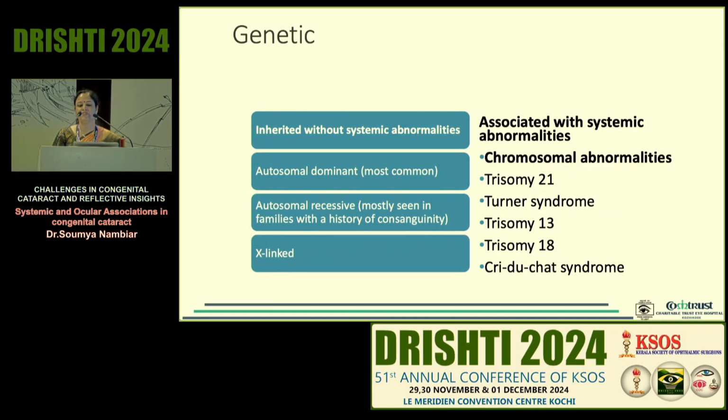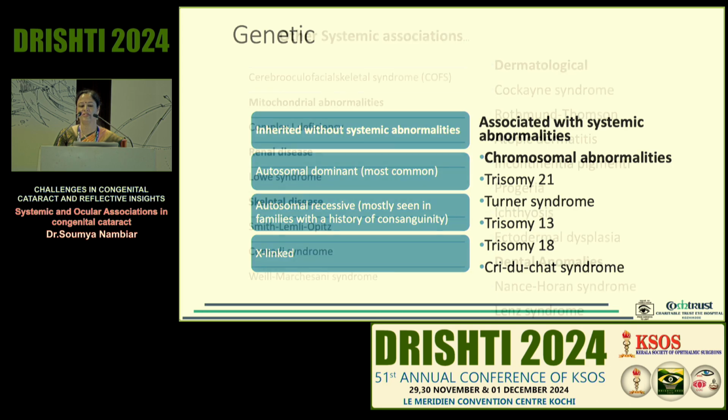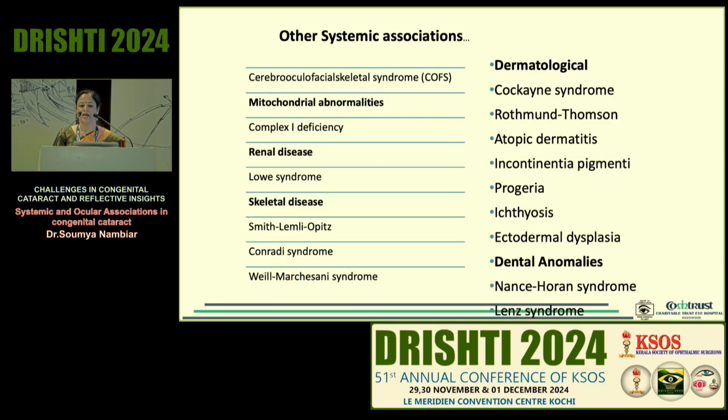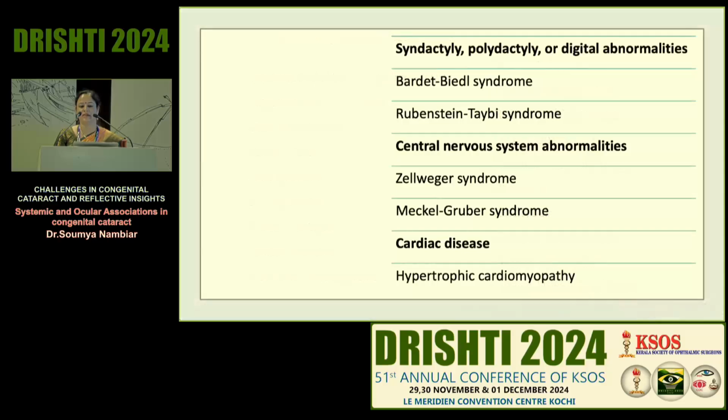And genetic testing will be dealt with in the next session. I just put this slide to show you that these are the associations that can occur with the genetic evaluation. And these are the other systemic conditions which can be associated with cataract.